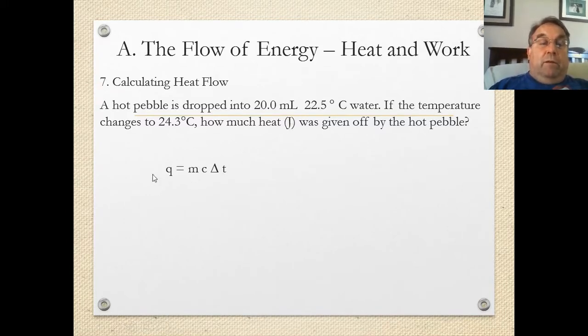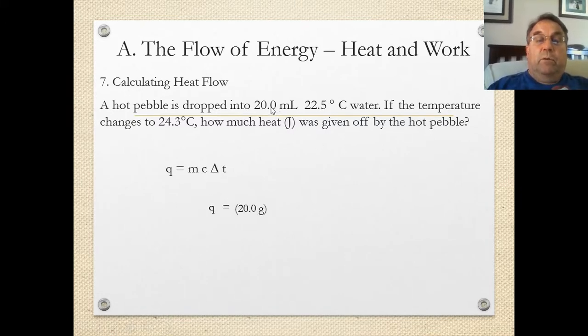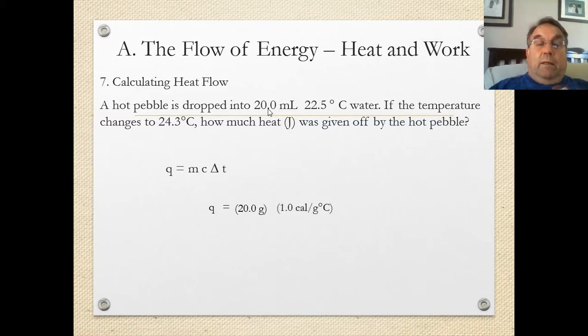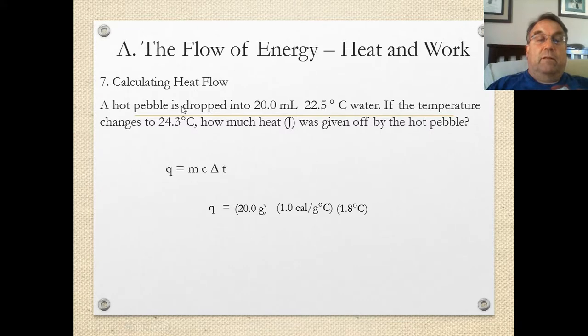So the Q for the water, the amount of heat absorbed by the water, will equal the 20 grams of water. Oh wait, no, this says 20 milliliters. Well, you remember the density of water is 1 gram per milliliter, times the specific heat of water, which is 1 calorie per gram per degree C, times the change in temperature of water, 1.8. Where did I get that from? Well, you take the 24.3 and you subtract 22.5. You always take the higher temperature minus the lower temperature. Just multiply those out and you get 36 calories.